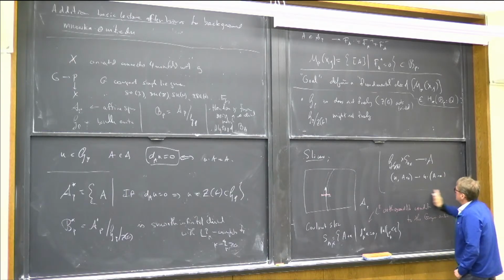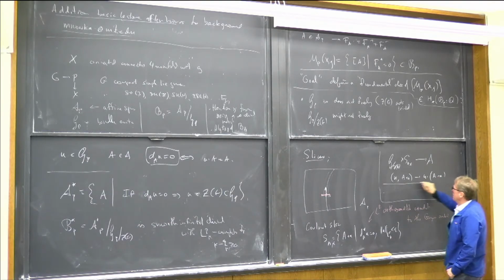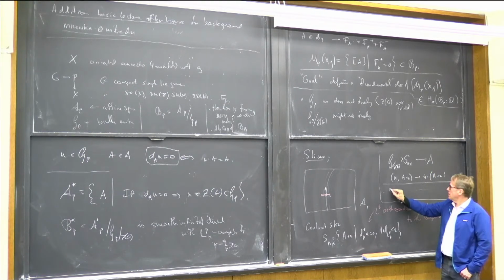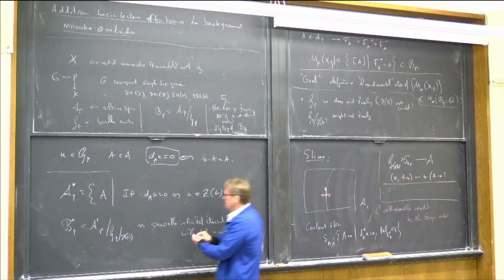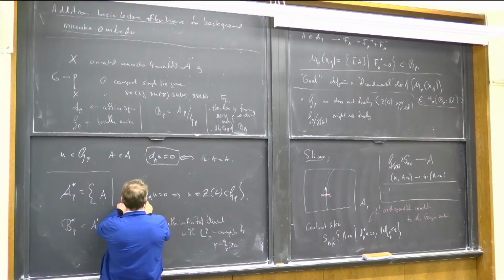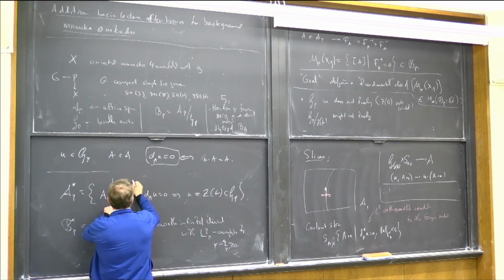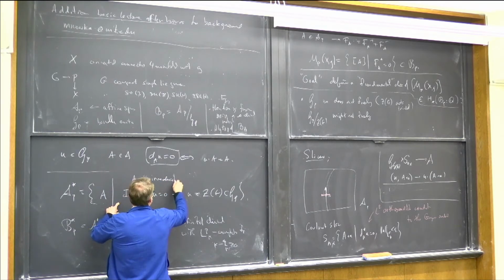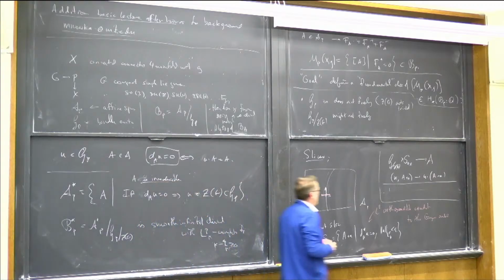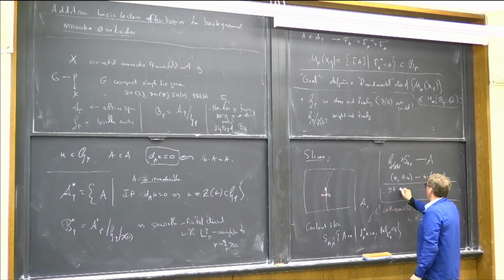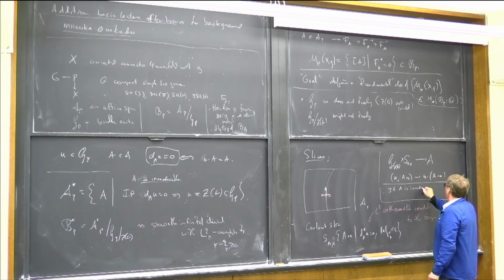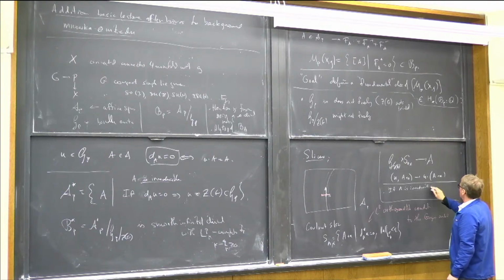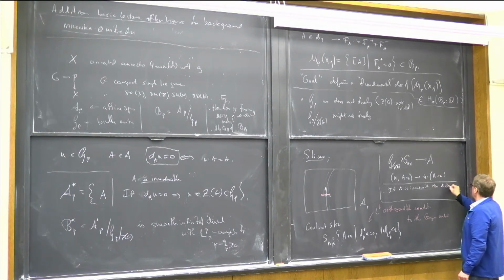So if I should have said, this set A in here is called irreducible. Right. If A is irreducible, then this is a diffeo onto its image.